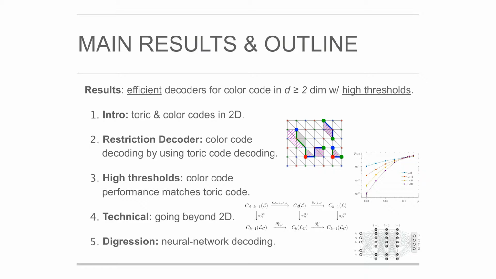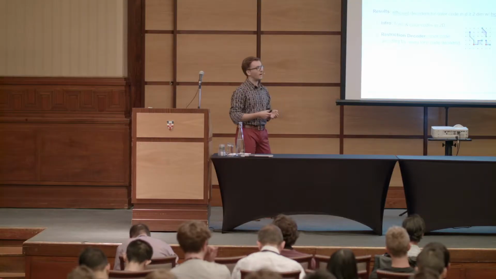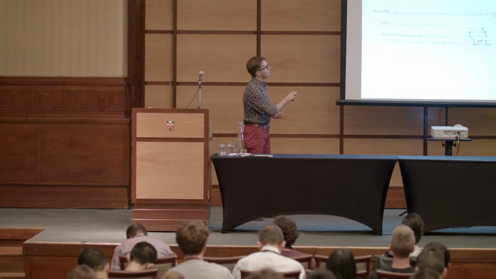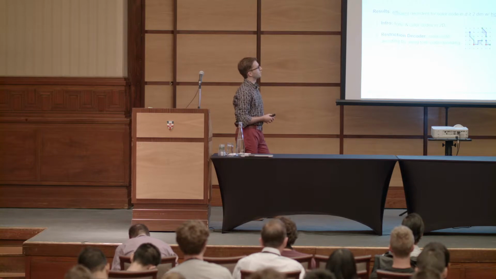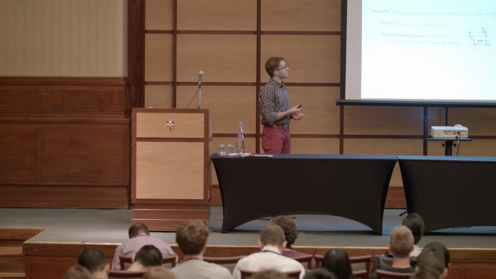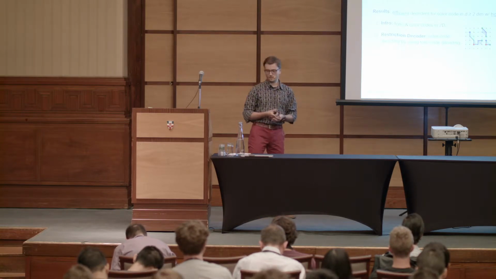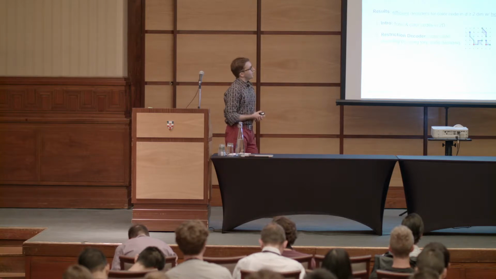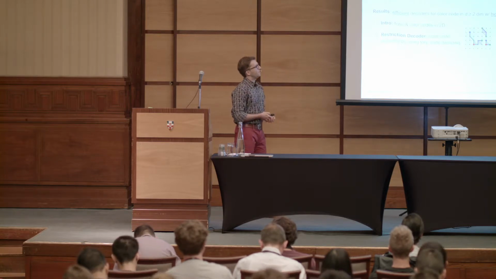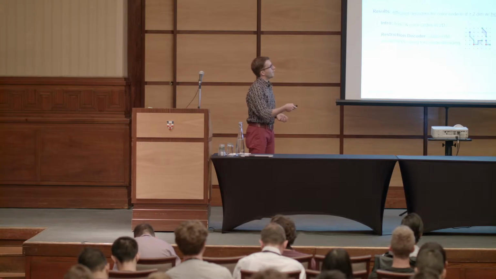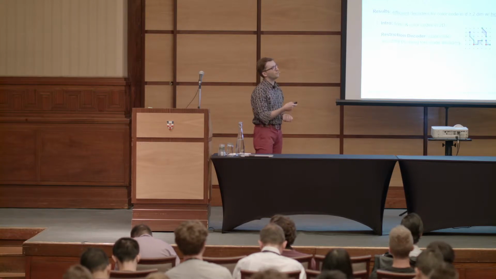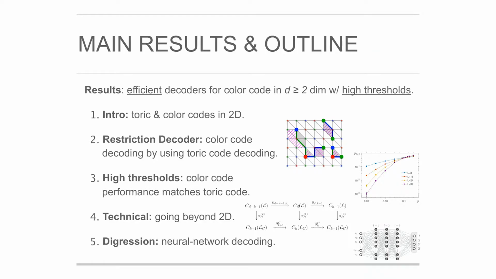So I will very briefly describe to you the toric code and the color code in 2 dimensions. And I will stay in 2 dimensions, and with many pictures, I'll try to explain to you what the restriction decoder is. You should think of this decoder as a plug-and-play decoder. Having a toric code decoder, we will be able to decode the color code.